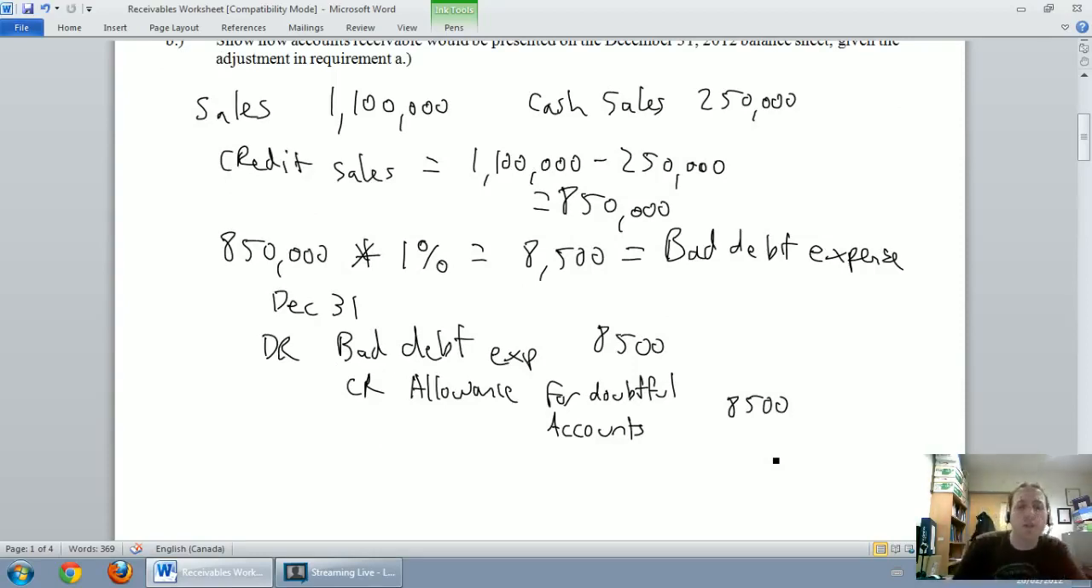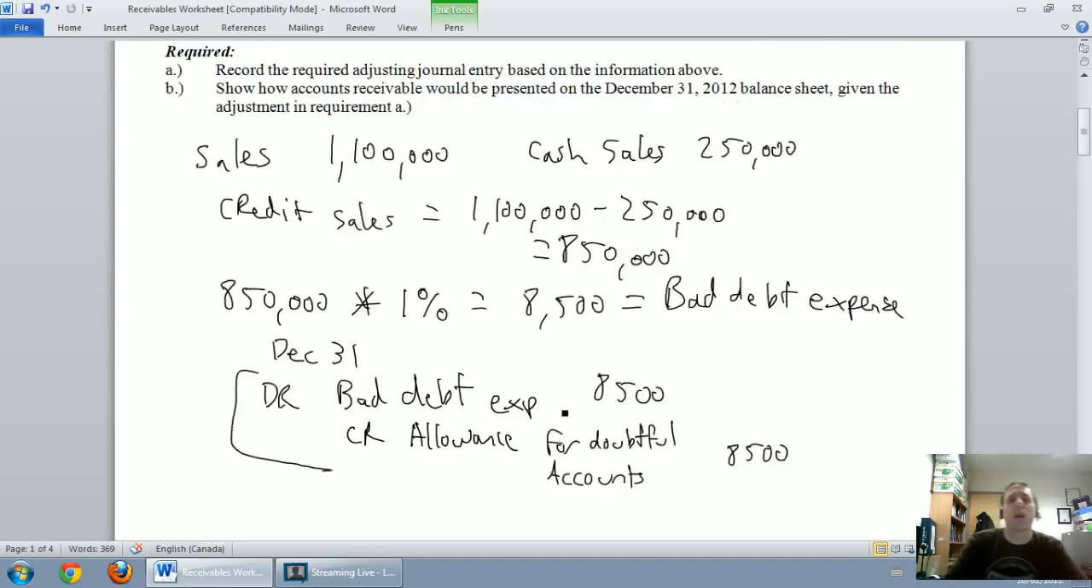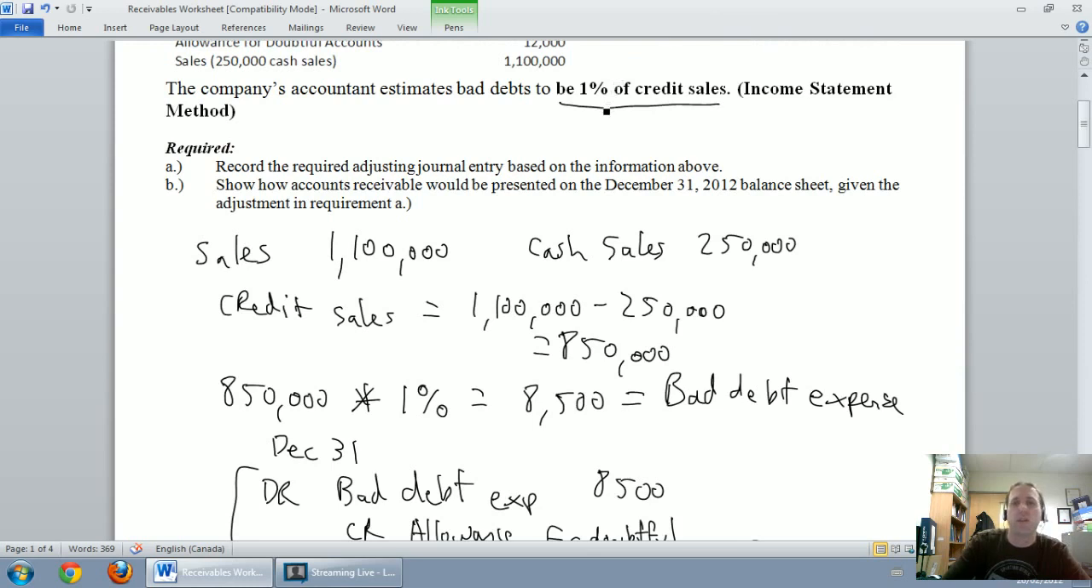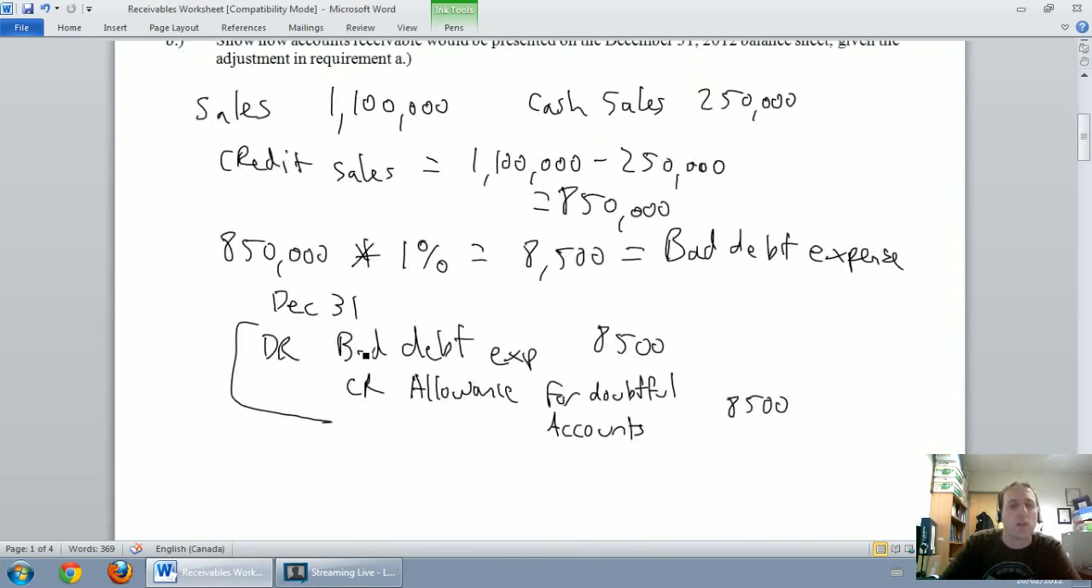Now, regardless of what method we're doing, if we do the income statement method or the balance sheet method, this adjusting journal entry is always the same. Debit bad debt expense, credit allowance for doubtful accounts. So if you're ever in a situation where you have to estimate bad debts based on a percentage of sales or some aging of receivables, some sort of a percentage of receivables, your journal entry will always include the same two accounts. Debit bad debt expense, credit allowance for doubtful accounts.